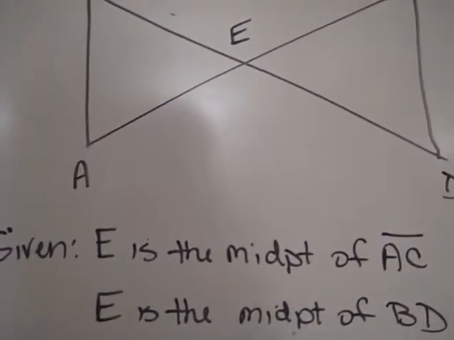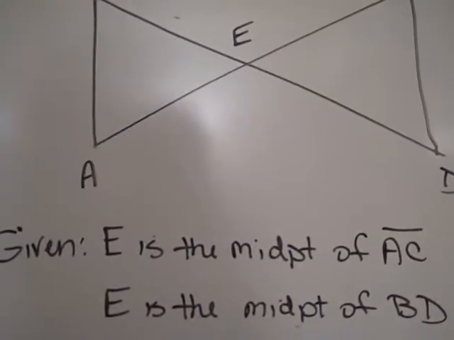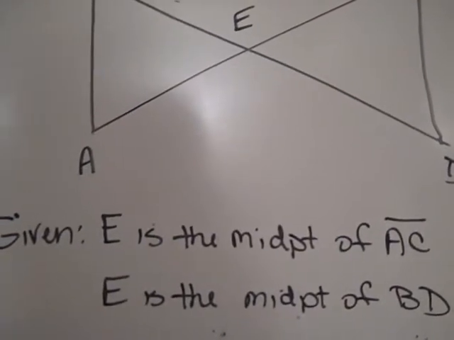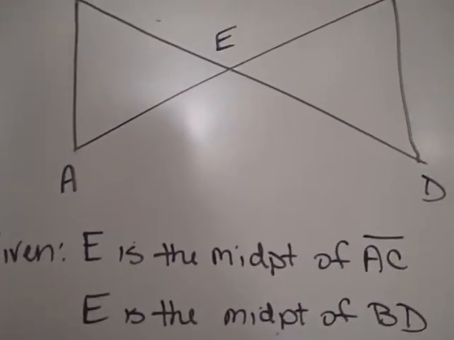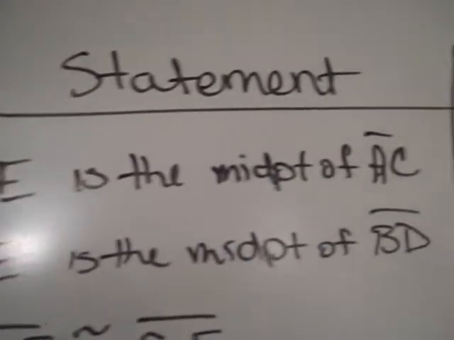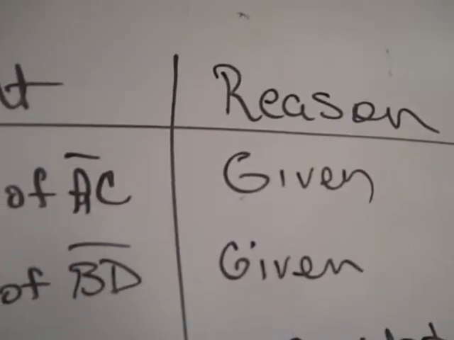Now, since those are the first two lines of my proof, that means that those have to be the first two things you put into your proof with the reason of given. The first two lines of your proof are E is the midpoint of AC and E is the midpoint of BD. And the reason for both of those is given.